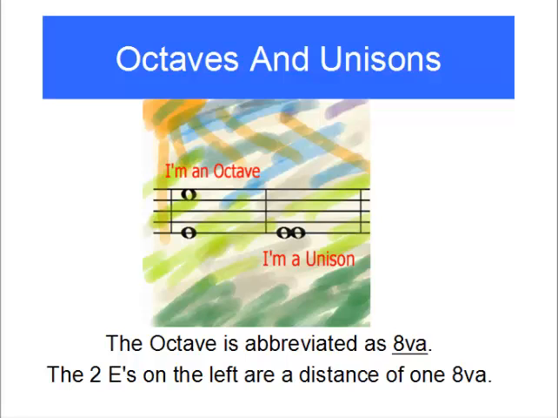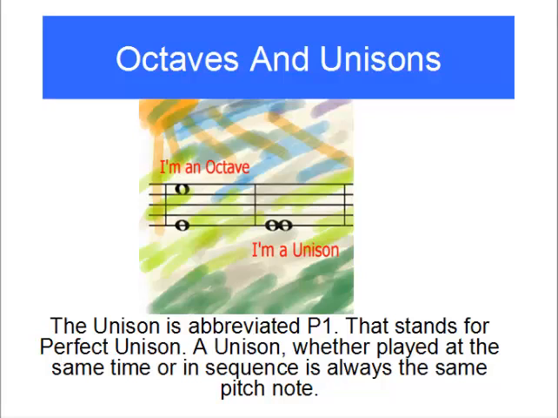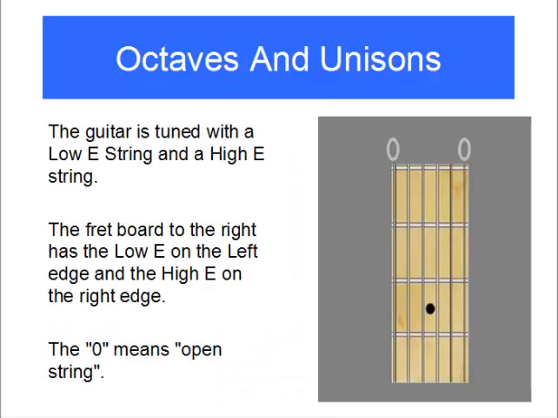The 2 E's on the left are a distance of 1 octave. The unison, which is on the right, is abbreviated P1. That stands for perfect unison. A unison, whether played at the same time or in sequence, is always the same pitch note.